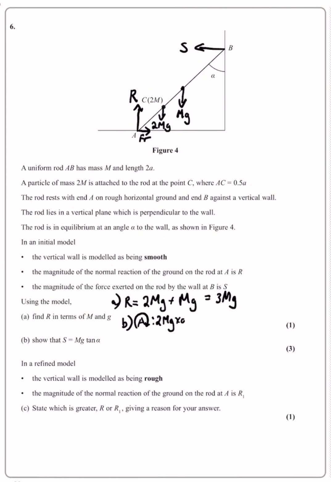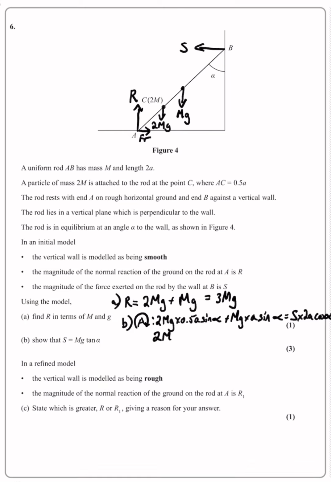times the distance from the pivot point, that's 0.5a, and then times sine of alpha. For the middle point of the mass, that's going to be mg times a times sine of alpha. Those are my two clockwise moments. My anti-clockwise one is going to be that normal reaction at B. It's going to be S times 2a cos of alpha.